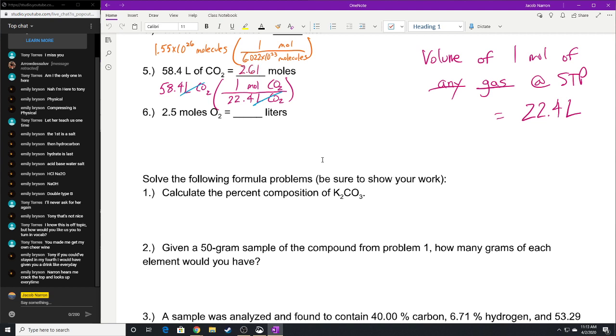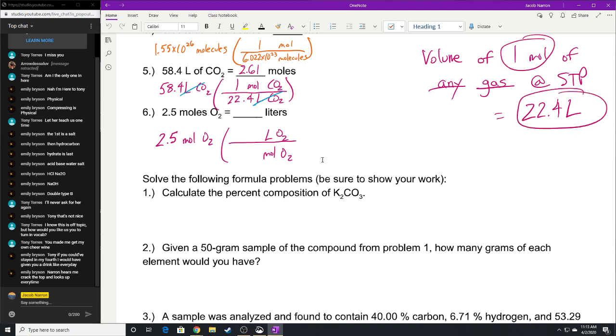Boy, that was difficult. Number 6, same thing but the opposite, because now they're starting us with moles. So 2.5 moles of O2, and we want to find out how many liters. So I'm going to put liters on top and moles on the bottom. And look, 1 mole is equal to 22.4 liters. So I do 2.5 times 22.4, and I end up getting 56 liters. That is a lot of 2-liter bottles. Alright, there you have it.